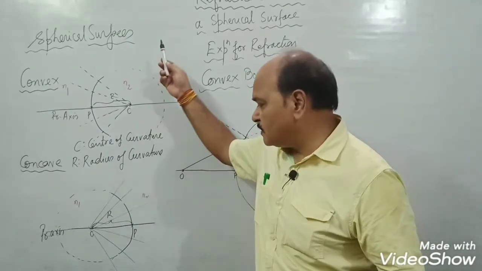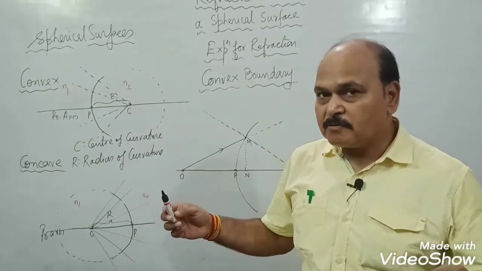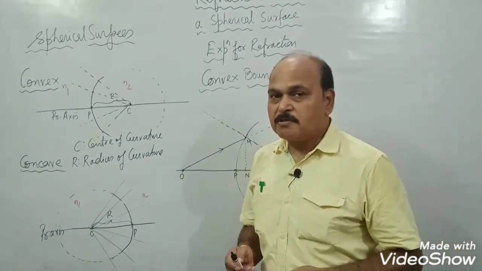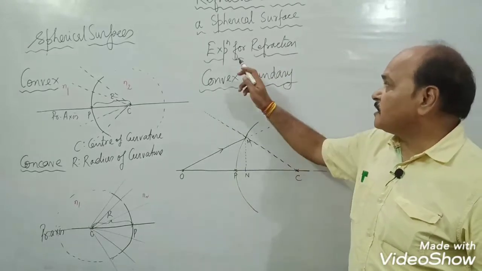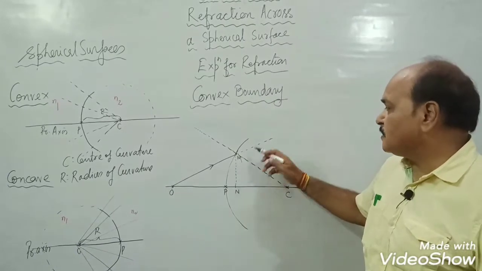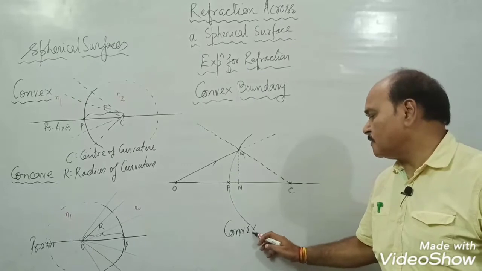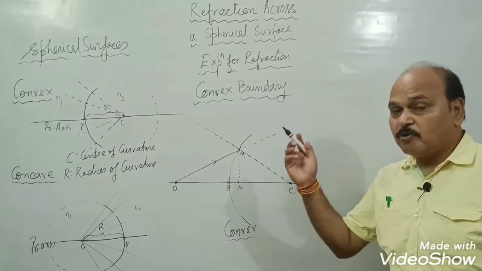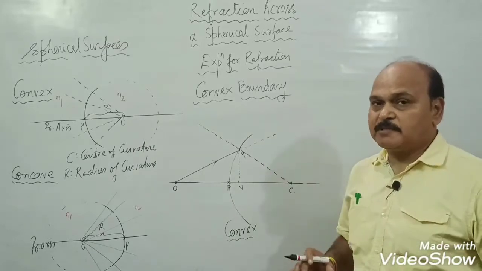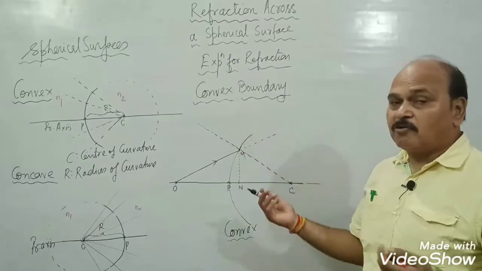So children, after knowing these key terms with regard to spherical surfaces, let us now deduce a formula for refraction. We are going to deduce an expression for refraction across a spherical surface, and the surface taken is a convex surface. And remember, in your board exams, refraction across a convex surface is in your syllabus. Otherwise, we can deduce the same formula by taking a concave surface also.